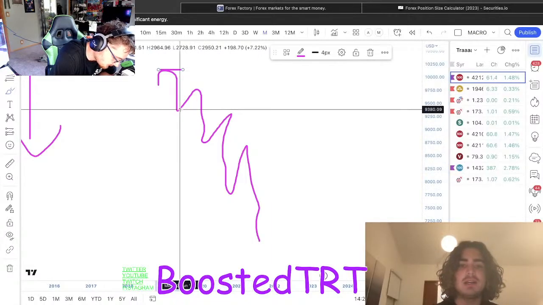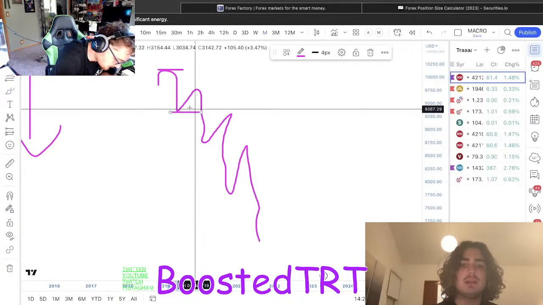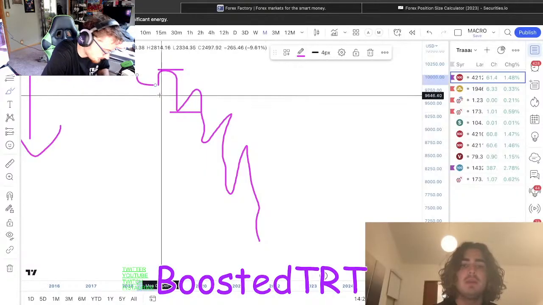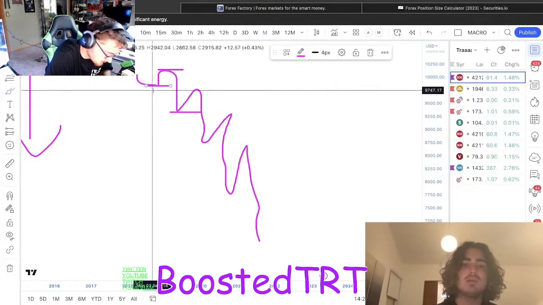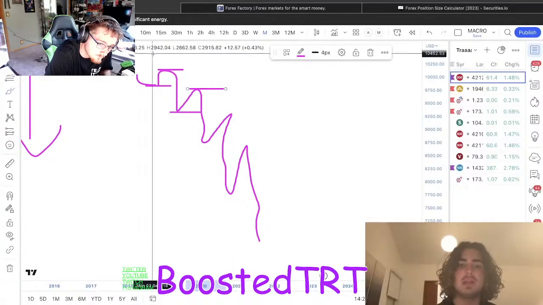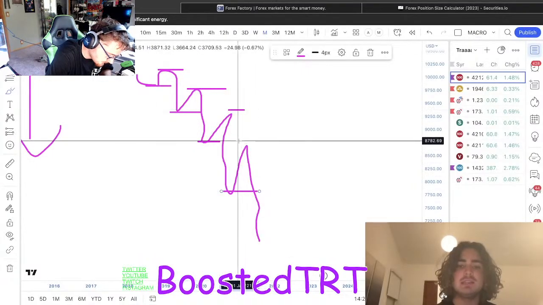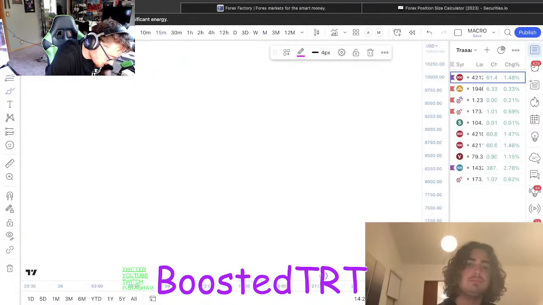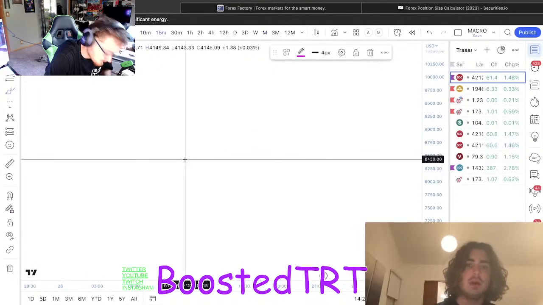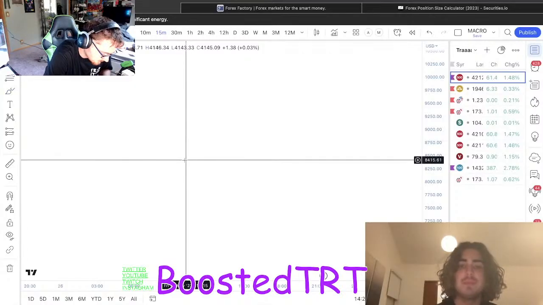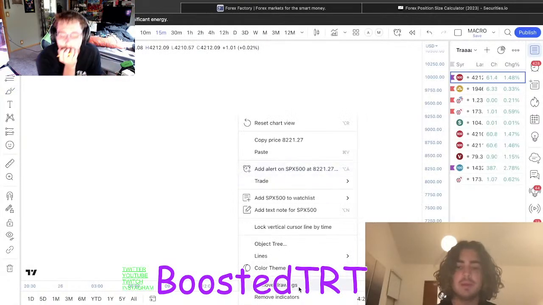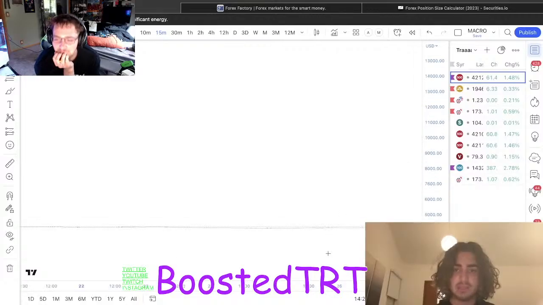We have a high right here, then we make a low right here, and we had a low right here. This low is lower than this one. This high is lower than this one, and it continues. It's really easy to see these trends within markets.